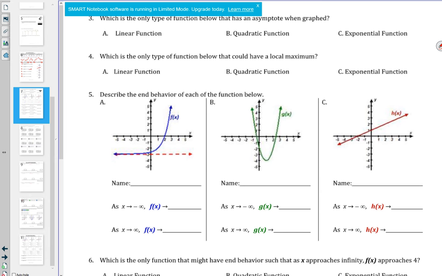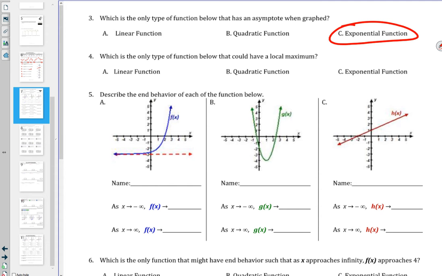Which is the only type of function below that has an asymptote when graphed? I think this year that's the only time we've heard that, because there are other types of functions that have asymptotes, but I believe that's the only one you guys have been exposed to. Would be C. What is an asymptote? A line that your function approaches but never actually reaches. Which is the only type of function that could have a local max? Yeah, B. Like a vertex.